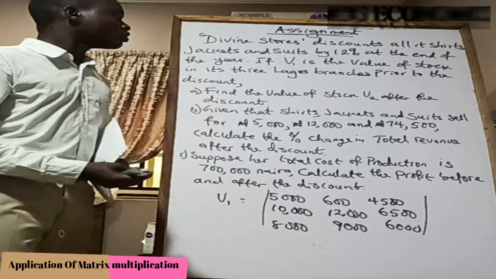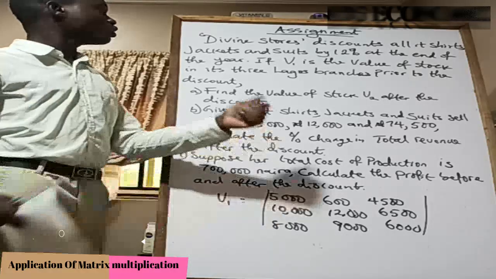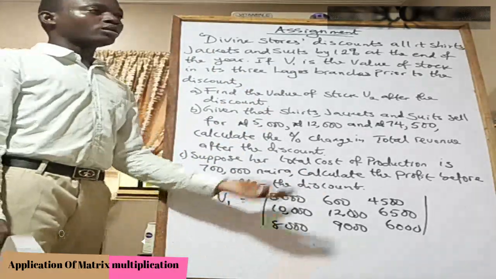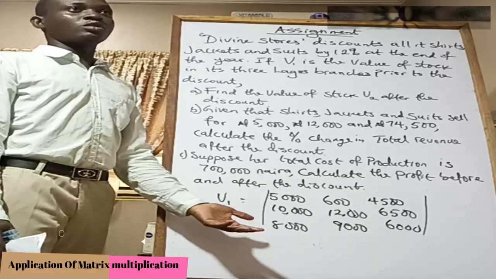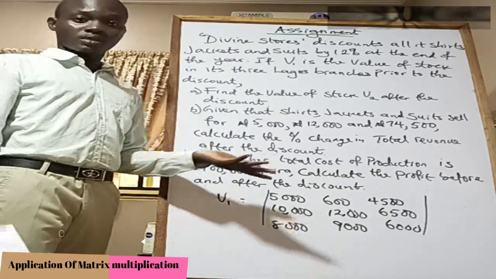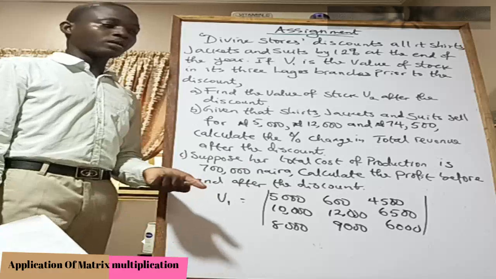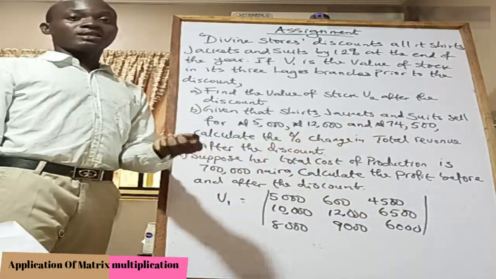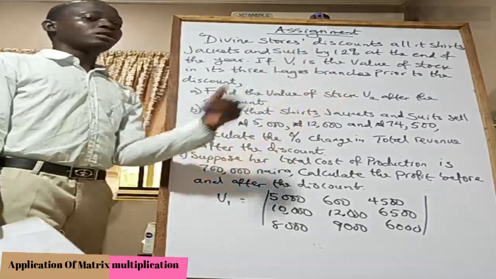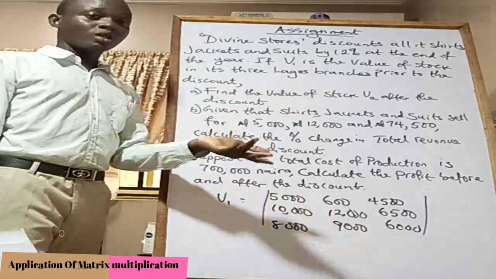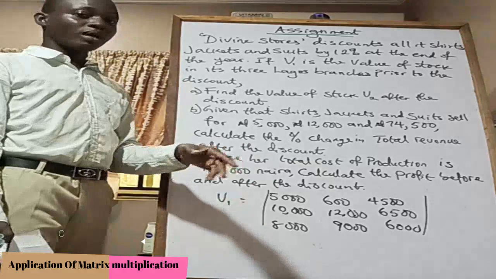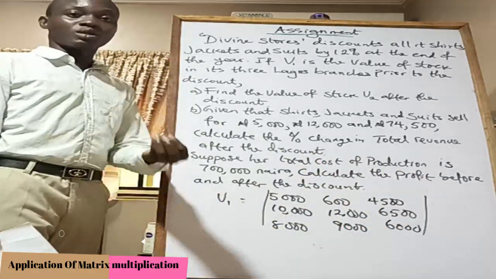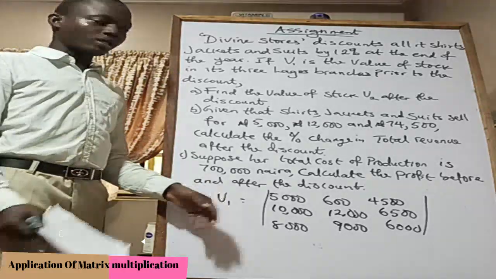So what you're supposed to do is, since we are discounting by 12%, it simply means she's going to have 88% of the stock left by the end of the year. This is 100% of the stock that she has normally, so she's going to have 100 minus 12, which is 88% of the stock left. So you basically multiply this matrix by 88%, an application of multiplication. So it's going to be 0.88.